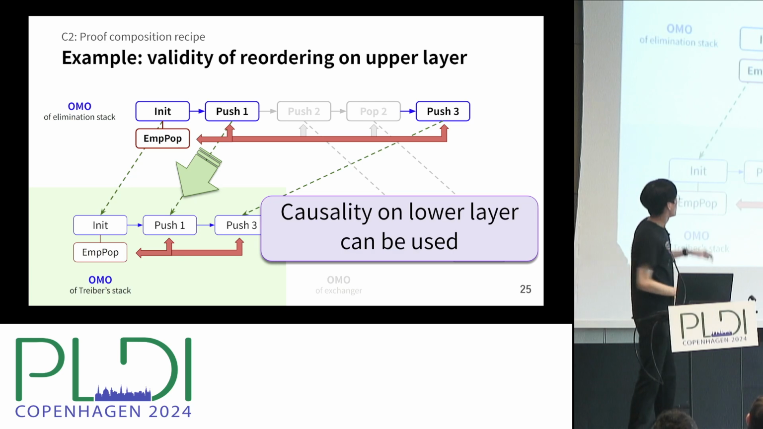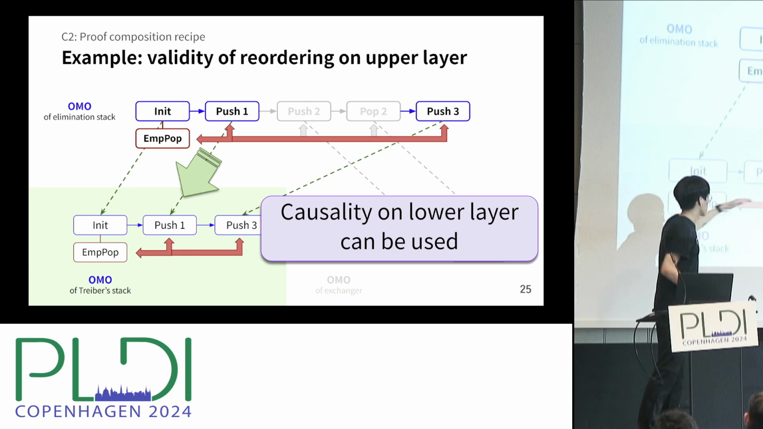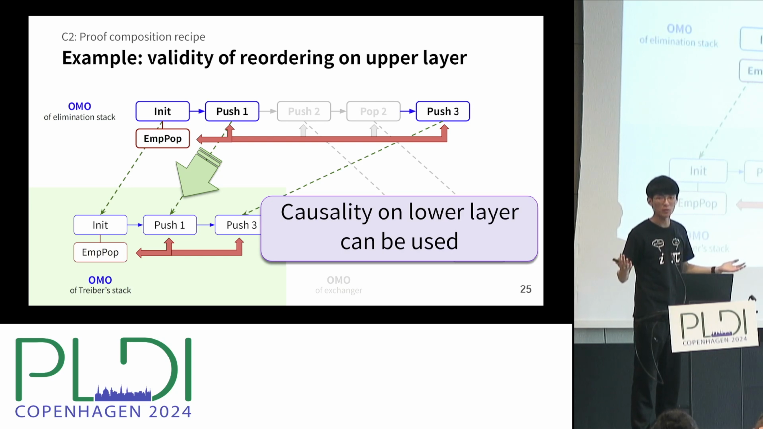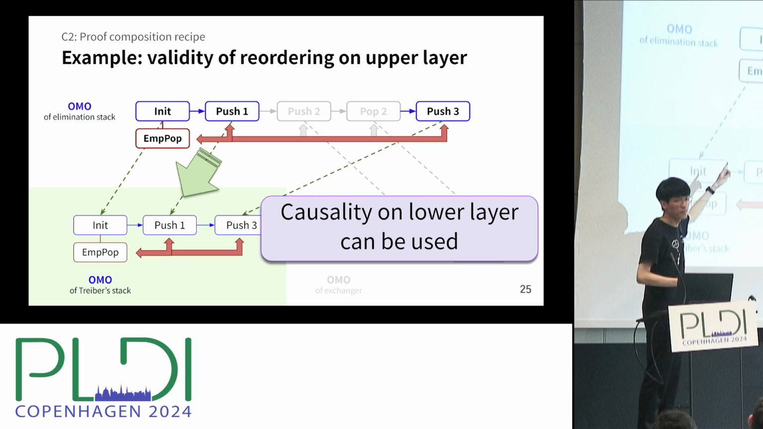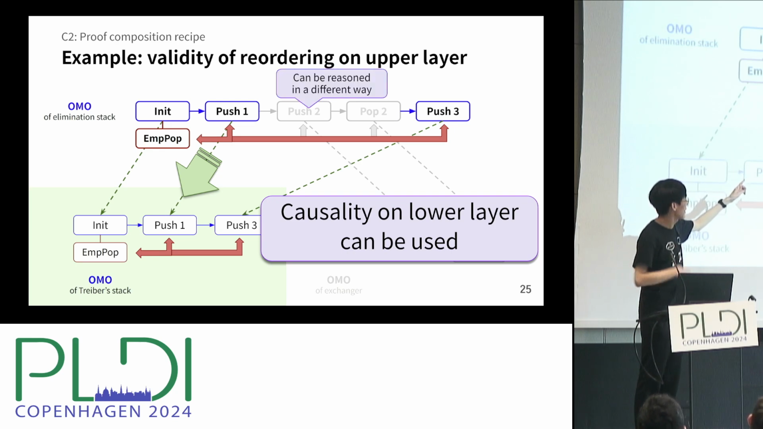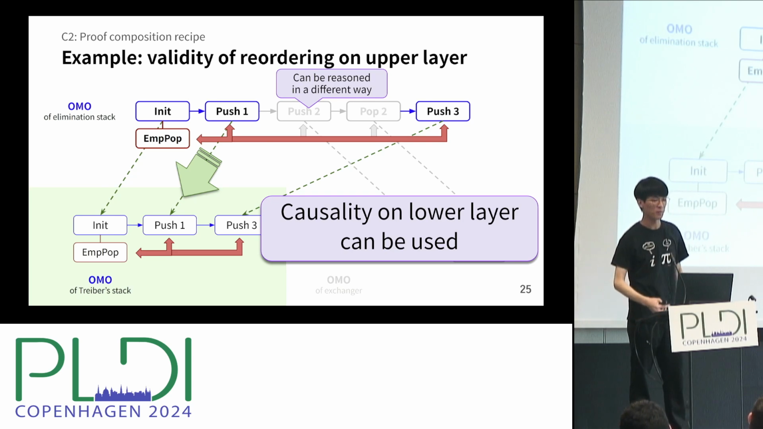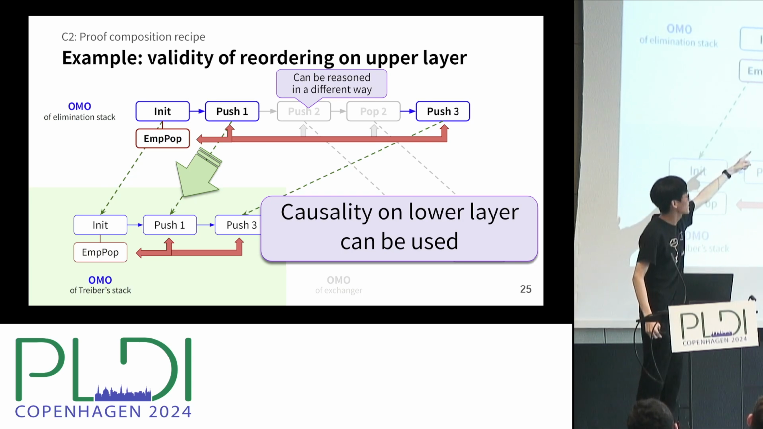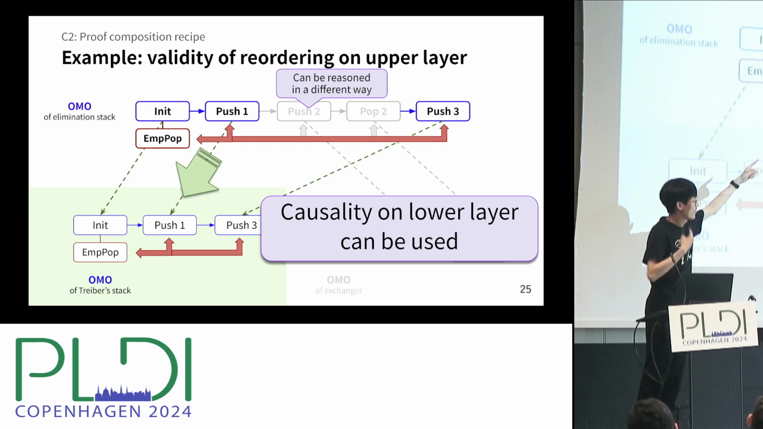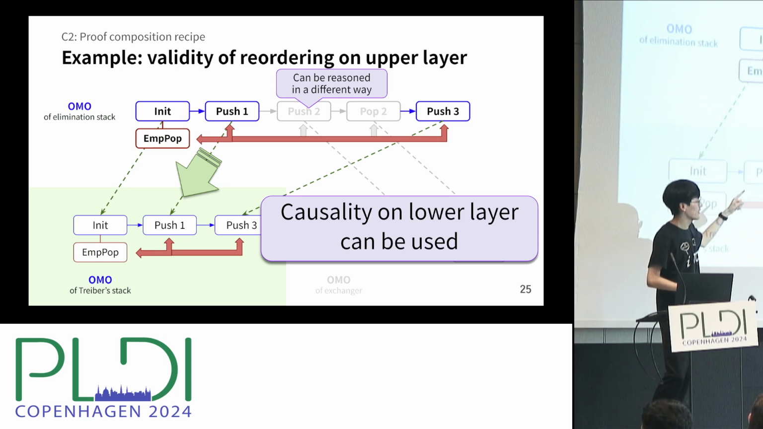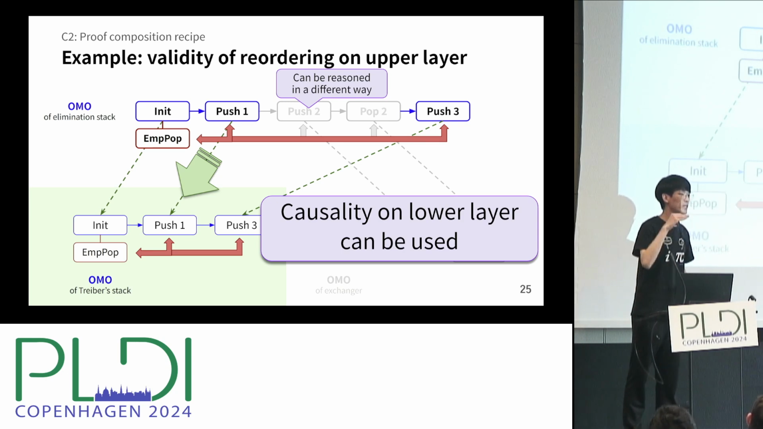And you can see that the validity of the reordering on the lower level is already guaranteed by the specification on the lower level object. So we can immediately finish this proof obligation. So all we need to do is prove the other part of the proof obligation. For that part, we can do a very different kind of reasoning, but due to the time limit, I'll just skip it. If you're interested, you can find more details in our artifact.